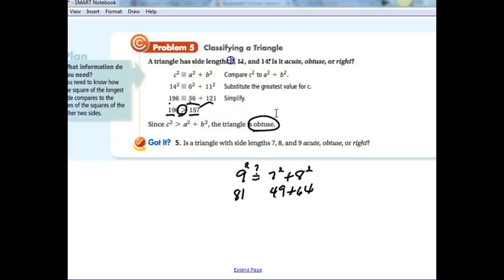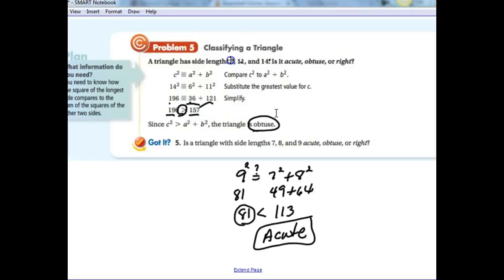And we know in this particular problem that 49 and 64 added together turn out to be 113. And 81 is less than 113. Because the hypotenuse squared is less than the sum of the two sides squared, then that means that this triangle is going to be an acute triangle.